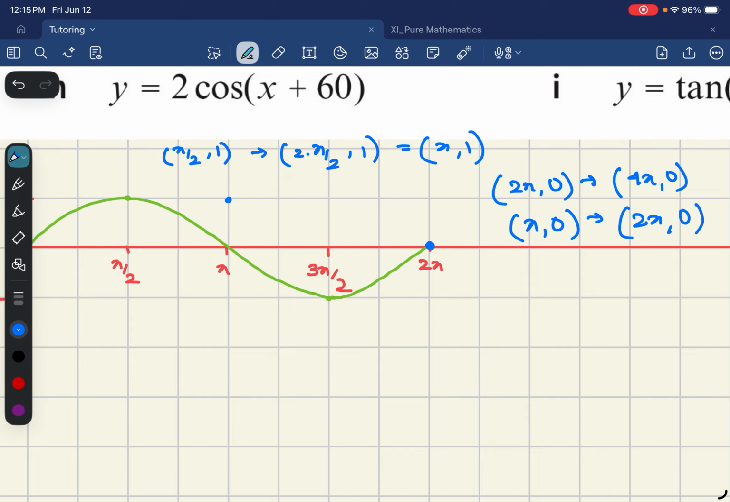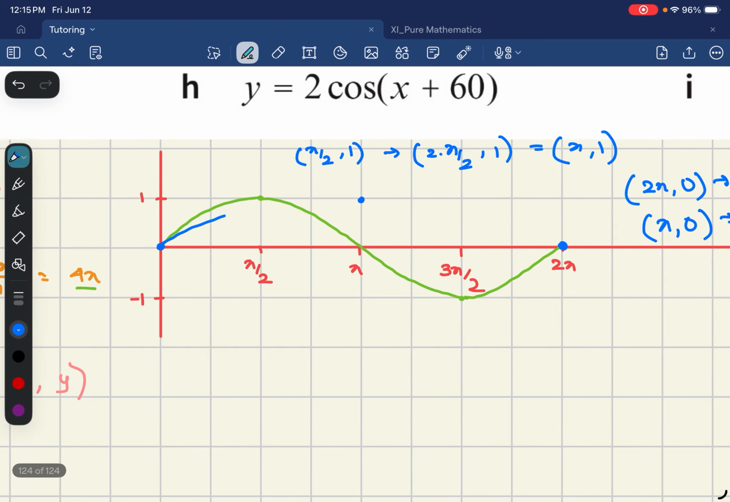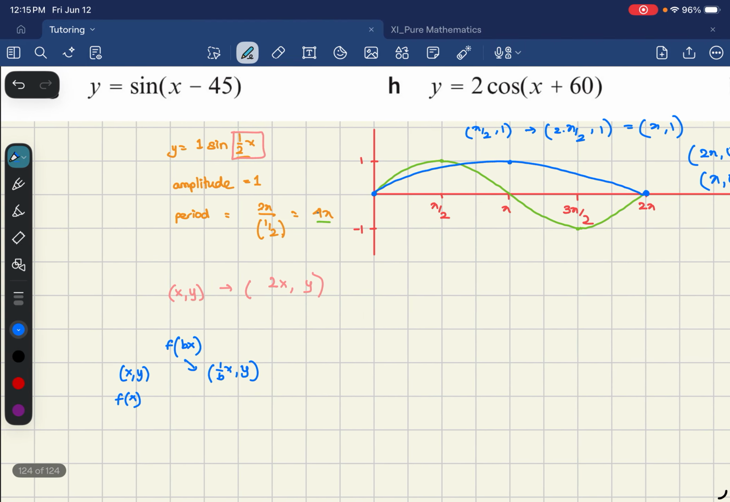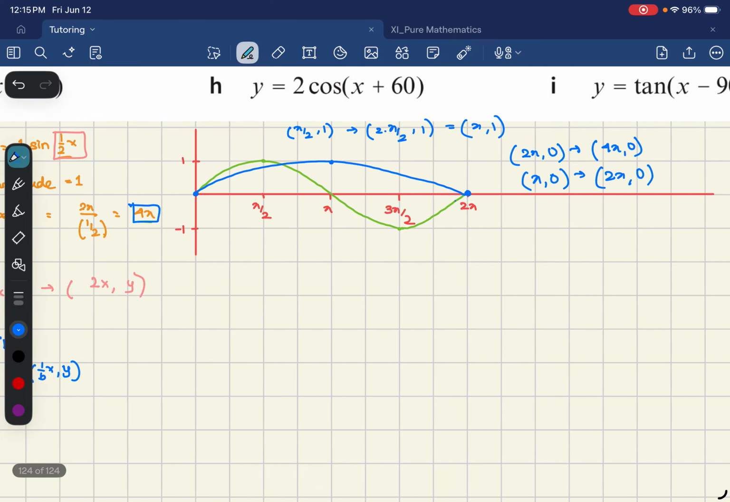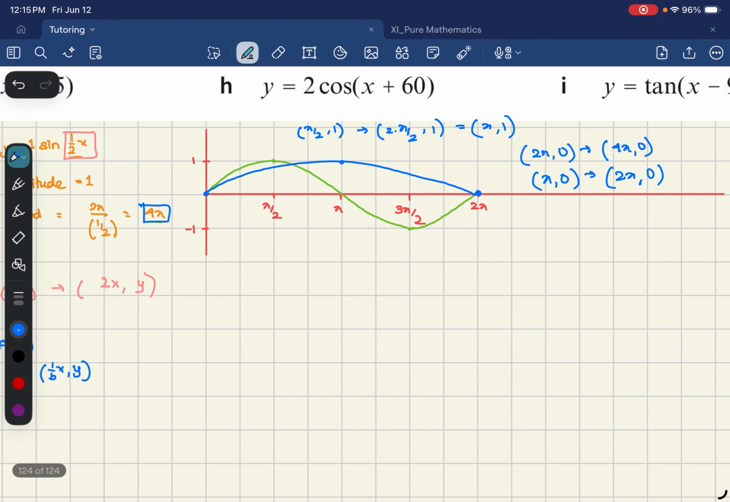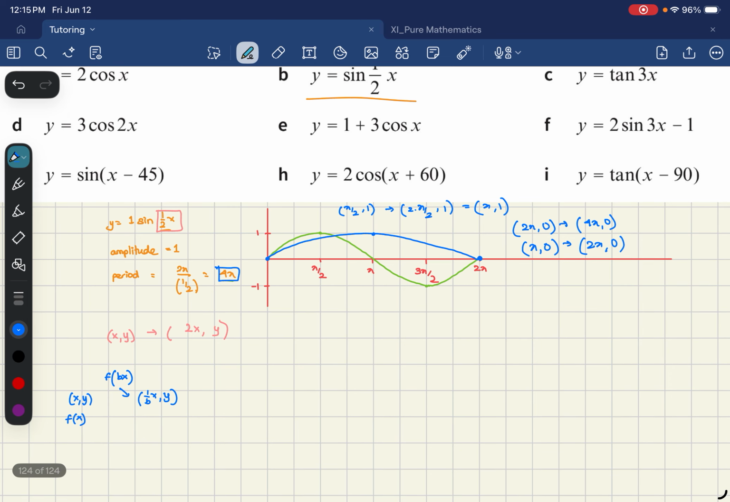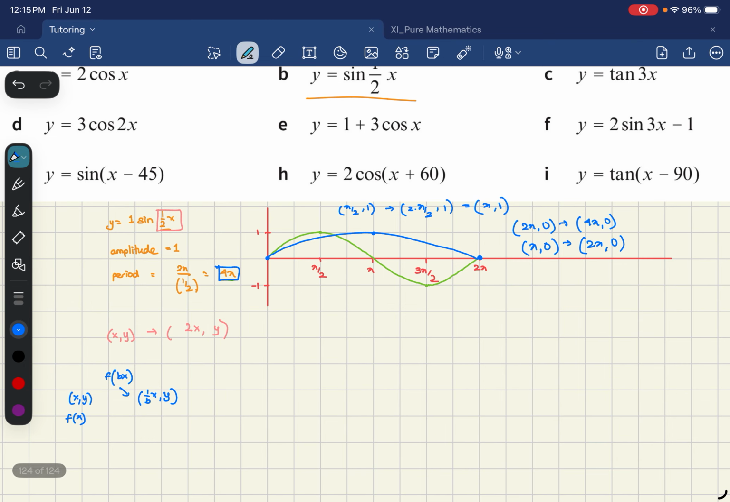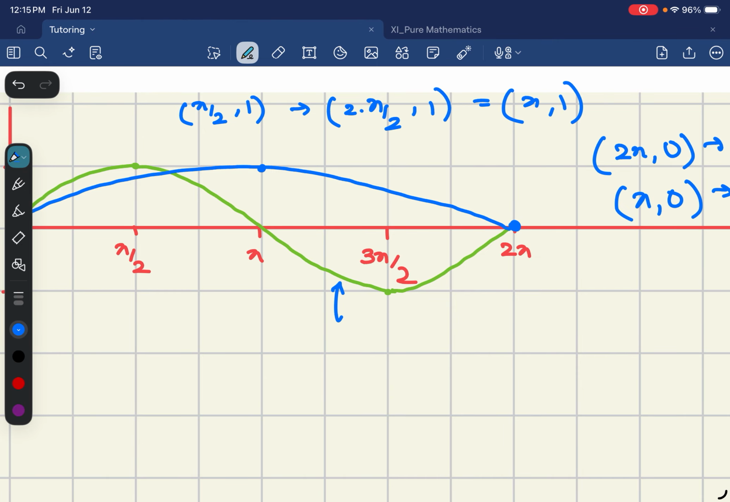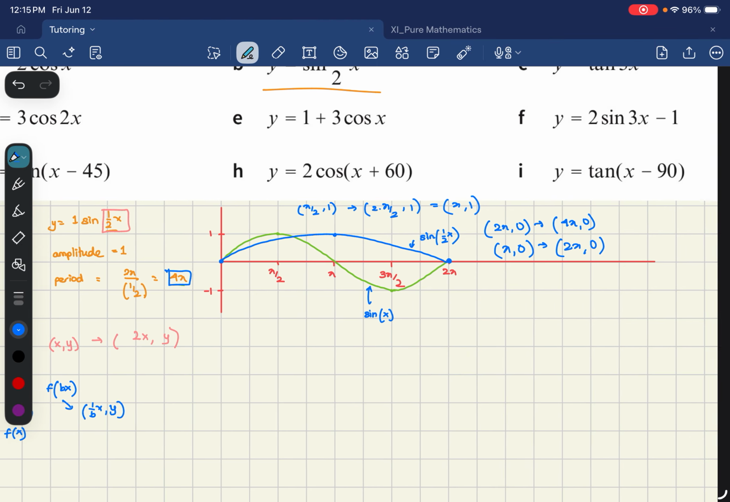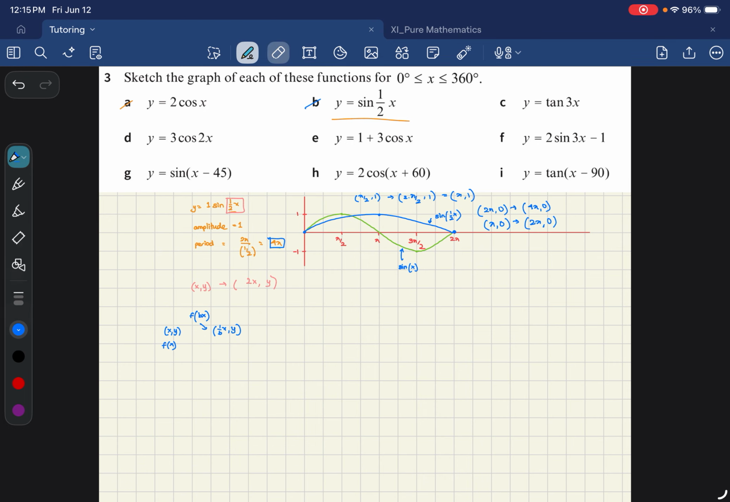So this point gets shifted here, and your graph looks something like this. It's going to be half a cycle because your period is 4 pi. So until 2 pi, you're only going to have half a cycle. So that is one way to think about how to draw this curve. And your amplitude is still 1. So your graph looks something like this. So this was the graph of sine x. This is the graph of sine of half x. All right. So that is how you do B.